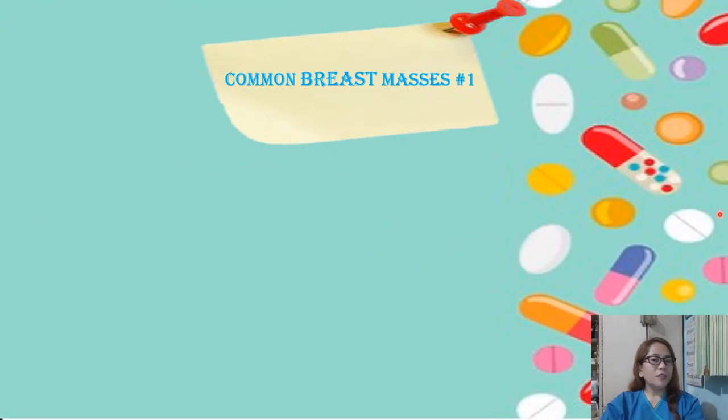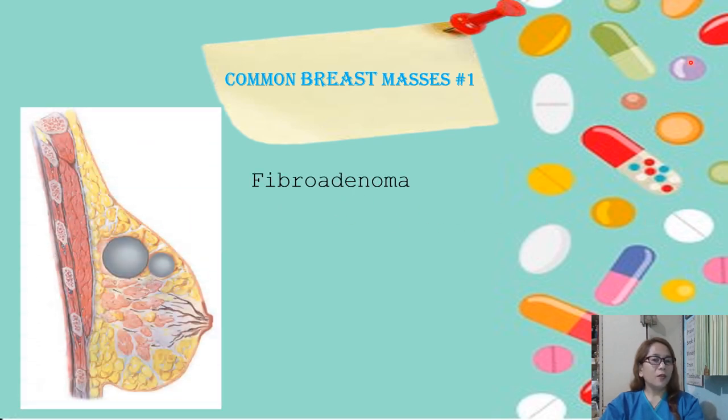So these are the common breast masses or findings. One is fibroadenoma. This occurs usually between the age of 15 to 25, usually during puberty and young adulthood, but it can also affect up to age 55. Usually this is single or maybe multiple. The shape is usually round, disc-like, or lobular. The consistency is maybe soft, usually firm, well delineated, and very mobile. So, nagagalaw siya. This is usually non-tender. There are no retraction signs.